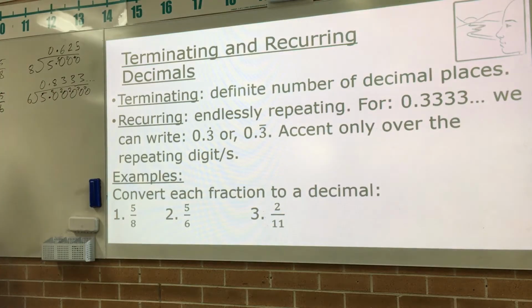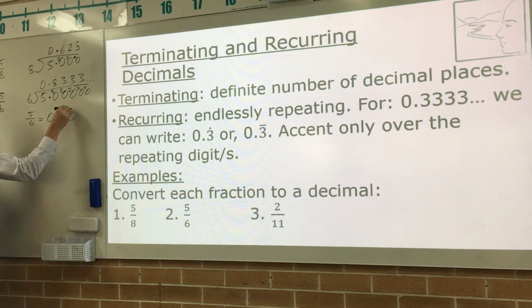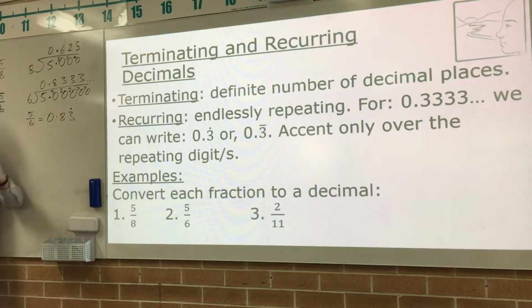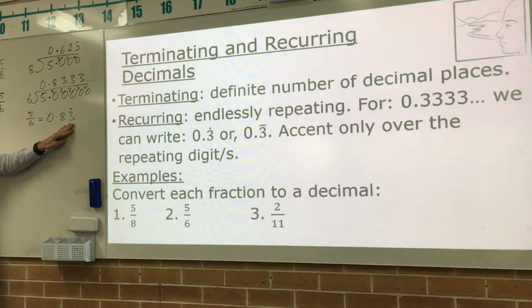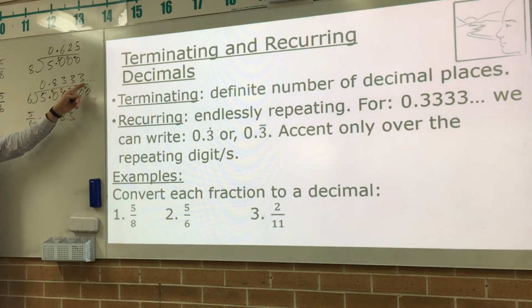So we can shortcut this by saying 5/6 is equal to 0.83 with a dot, or with the accent, with the straight line. You only put it over the 3. Do not put it over the 8, because it's only the 3 that keeps getting repeated. All right, question 3.